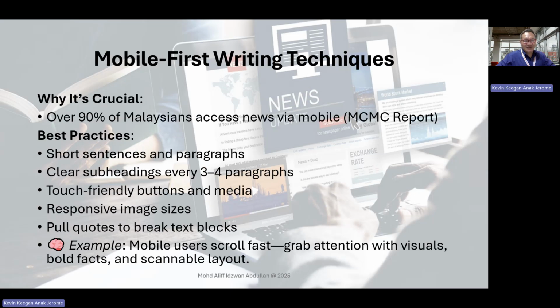90% of Malaysians access news via mobile. Yes, 90%. It is a shift. No one wants to read newspapers. Newspapers are circulated just for the sake of readers who still prefer the old school way.